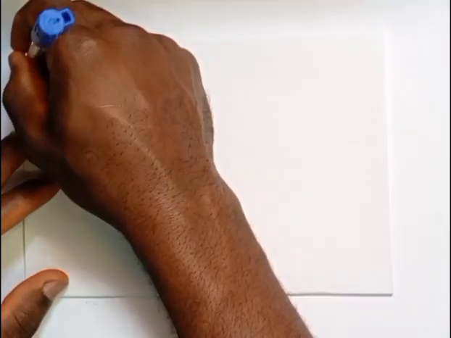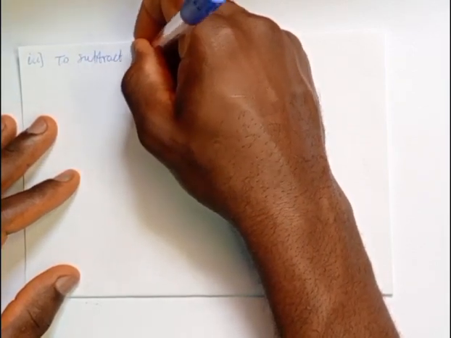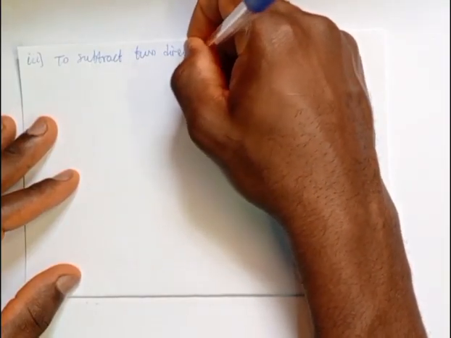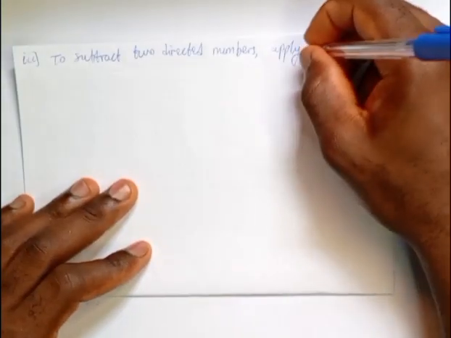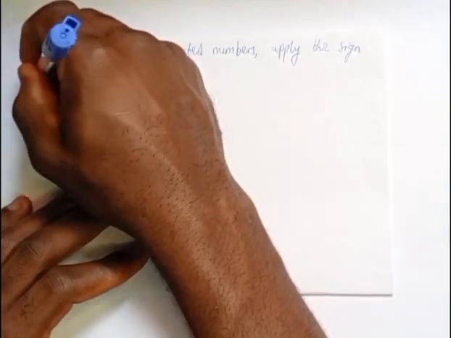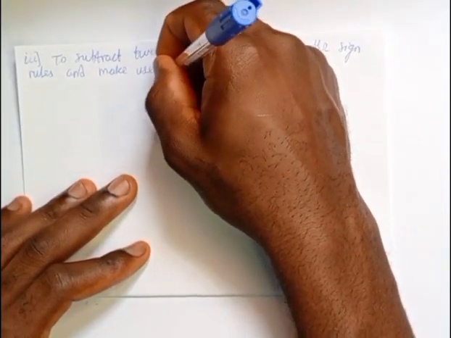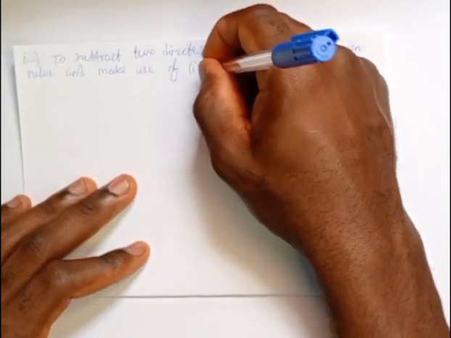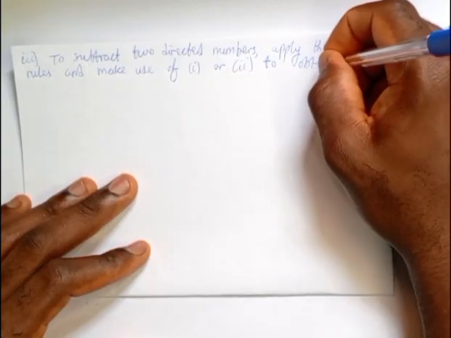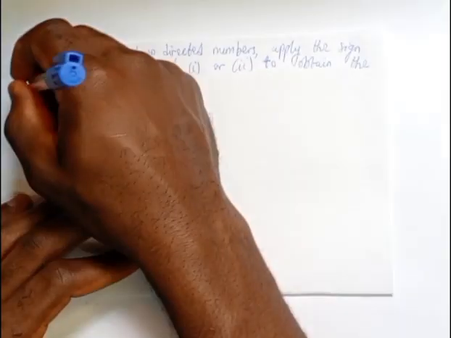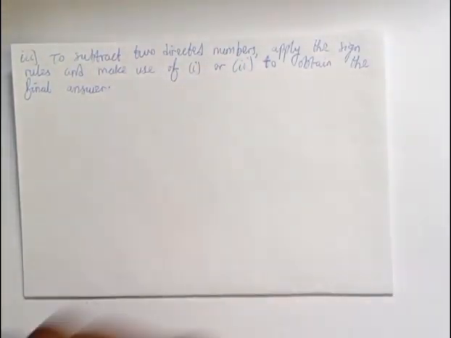We move now to 3i, to subtract two directed numbers, apply the sign rules and make use of 1i or 2i to obtain the final answer. Let's take examples on this.